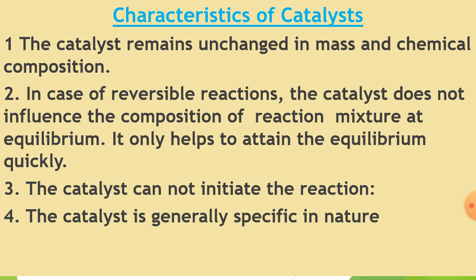Second, in the case of a reversible reaction, that is a reaction that can go either backward or forward, the catalyst does not influence the composition of the reaction mixture at equilibrium. That means whatever the reactants and products are, the catalyst does not change them; it only helps to attain equilibrium quickly. The catalyst only helps attain equilibrium faster but does not change the equilibrium mixture. That means it never affects the value of the equilibrium constant, but with a catalyst you can reach equilibrium faster.